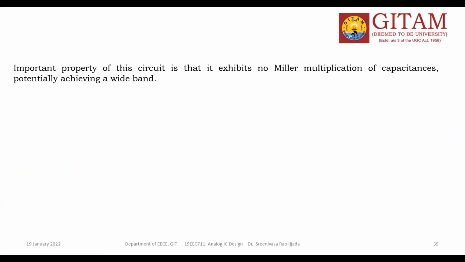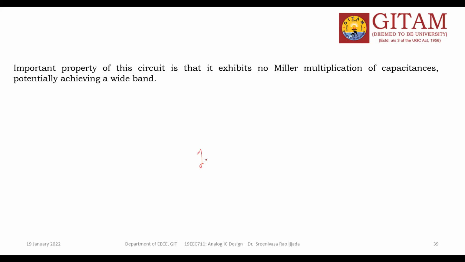Okay. The important property of this circuit is that it exhibits no Miller multiplication of capacitances, potentially achieving wideband operation. So what is the uniqueness of this common gate configuration? In the common gate configuration, we do not apply Miller's theorem, and there is no Miller multiplication of capacitance. Miller multiplication of capacitance means what?